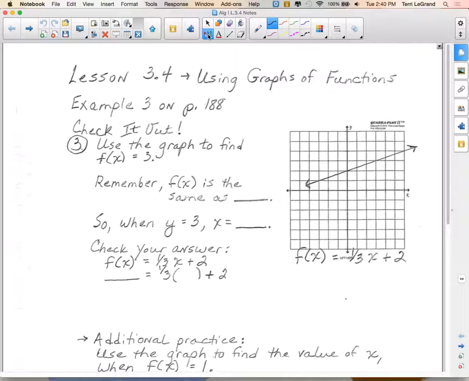Okay. So what were they doing in that one? What did they use the graph to do in example 3? No, Trevor does not get to bail you guys out again. What did they use the graph for to find in example 3? The graph of f of x equals 1/3 x plus 2.